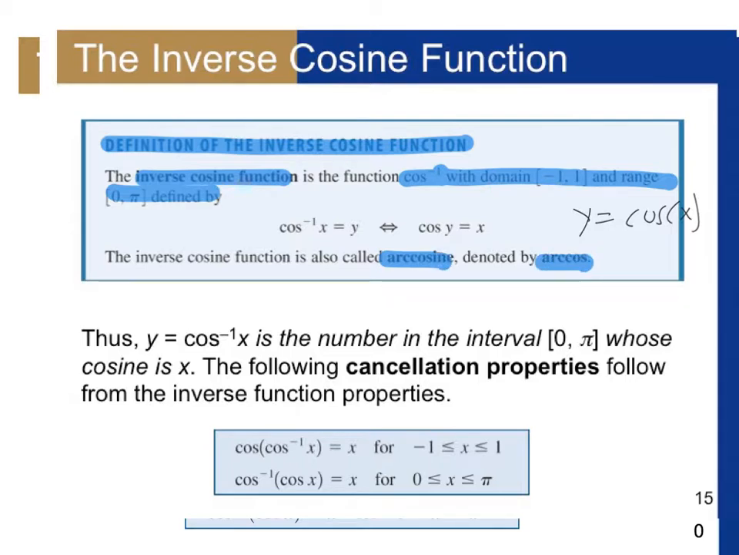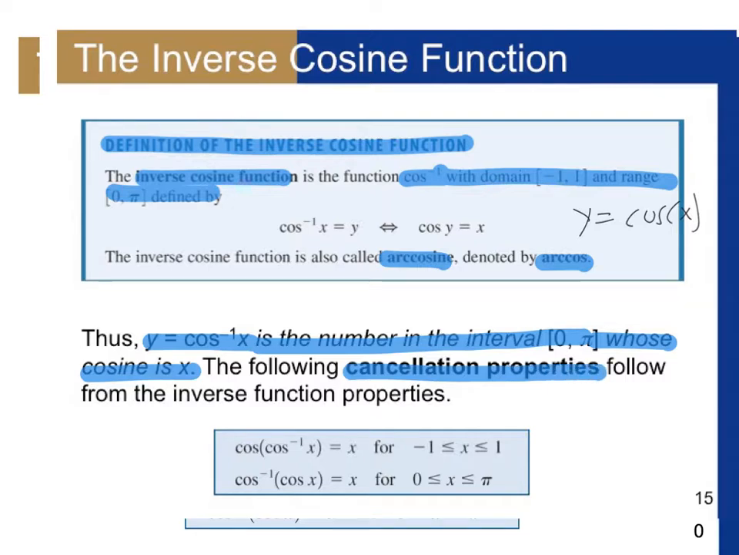So y equals inverse cosine of x is the number on the interval 0 to pi whose cosine is x. And then we have these cancellation properties similar to what we had for sine. Cosine of inverse cosine of x is x when x is between -1 and +1. That's because we're doing inverse cosine first, so x has to be between -1 and +1, because that's the domain of inverse cosine.